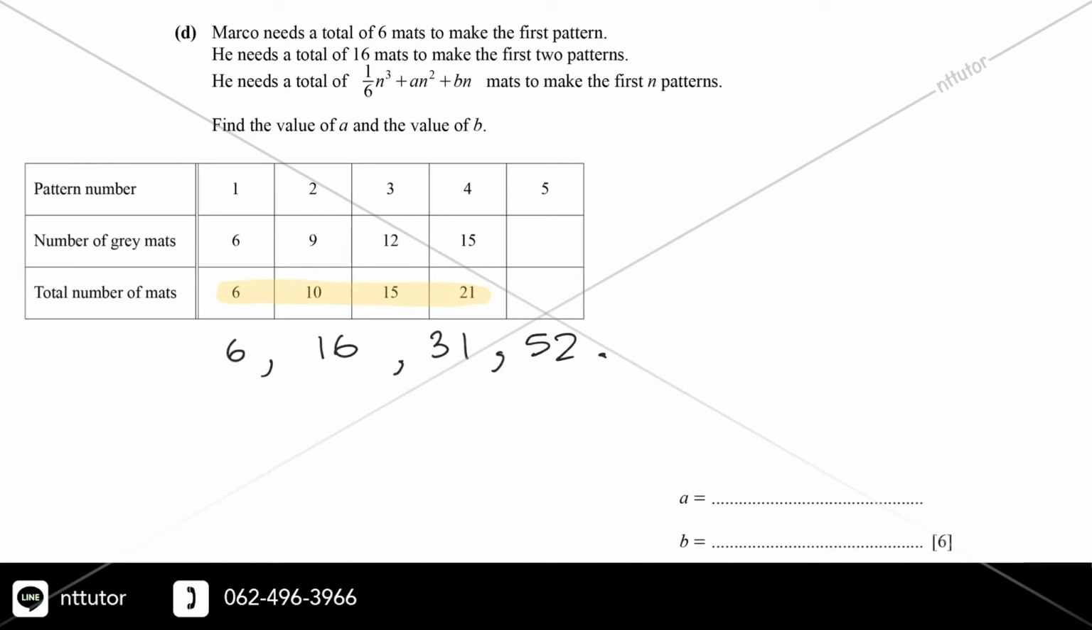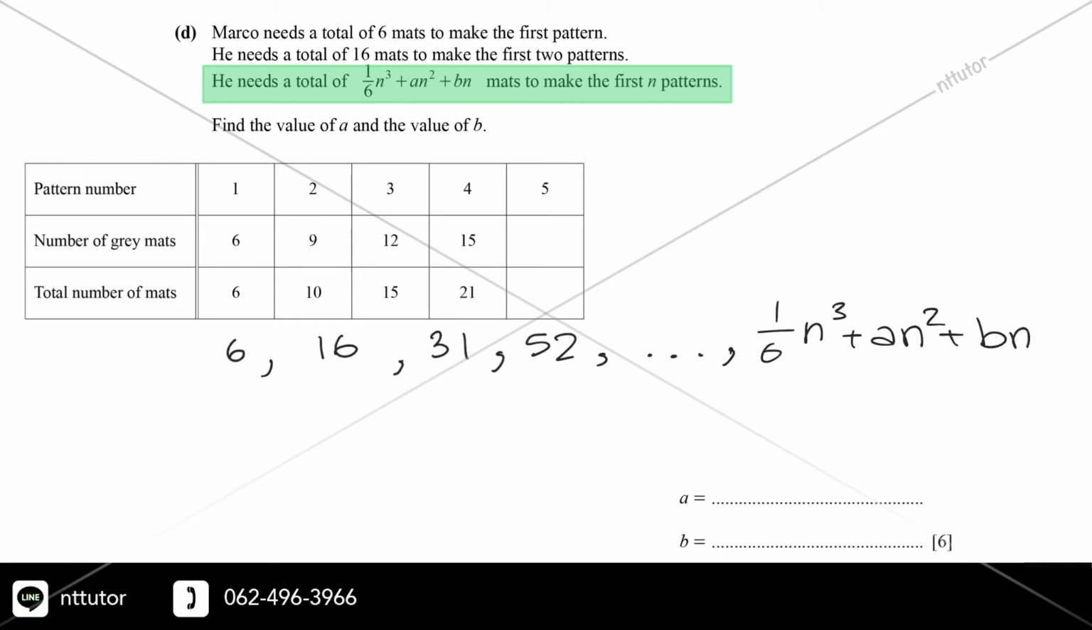So this is the sequence that the question is describing. Not the total number of mats in each case, but the total number of mats to make the first 2, the first 3, or the first 4, and so on. And when the question says he needs a total of 1 over 6 n to the power of 3 plus a n squared plus b n mats to make the first n patterns, this means that this is the nth term representing this sequence. The first term corresponding to n equals 1, the second term corresponding to n equals 2, and so on, just like a regular sequence.